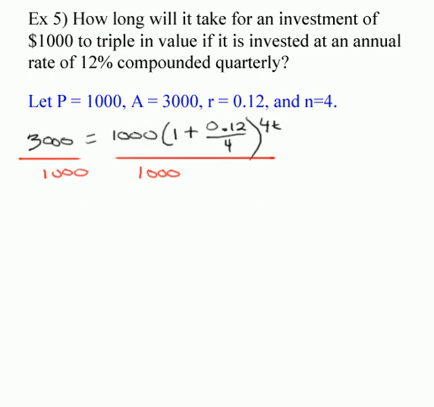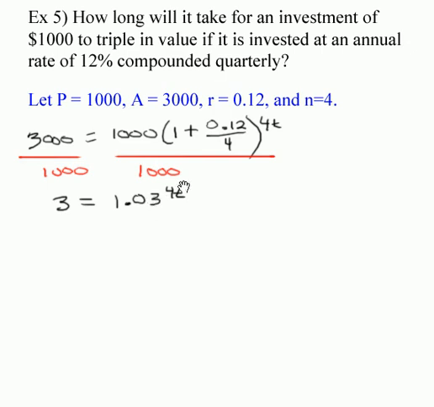Now we know from previously in this chapter that if our variable is in the exponent, there's only one way to get it out of the exponent, and that's using logs. So we're going to take the log of both sides of this equation. The log of 3 equals the log of 1.03 to the 4t power. Because we remember that when you have the log of a number raised to a power, one of our three properties of logs says that's the same as the power times the log of the number. Now that the variable is removed from the exponent, we'll be able to solve this.